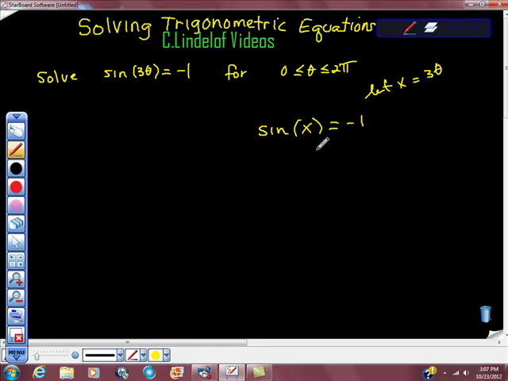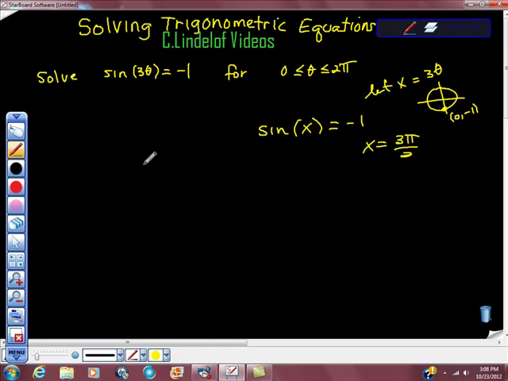And I look and I find that this is true for x is equal to 3 pi halves. And that makes sense because if you look at the unit circle, 3 pi halves is down here at 270 degrees, and this has a cosine value of 0 and a sine value of -1. So that makes good sense.